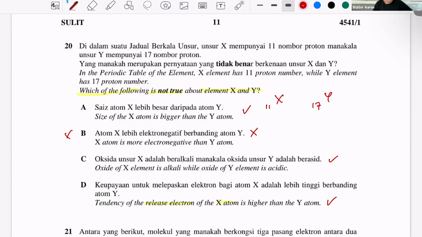Okay, so only 3 correct answers and 1 wrong, but since they want the not true version, so you can write the answer down straight away. Okay, so therefore the answer here will be B.